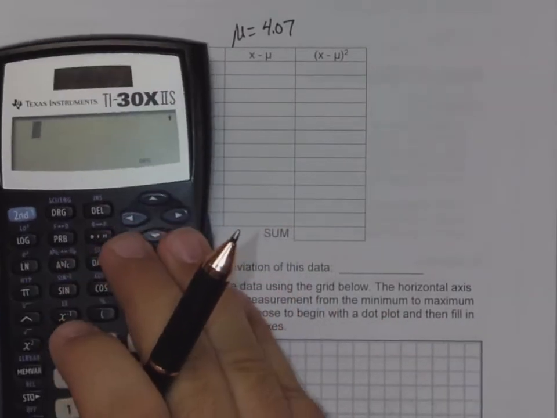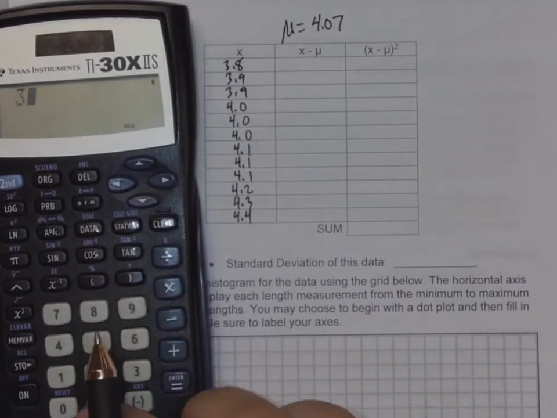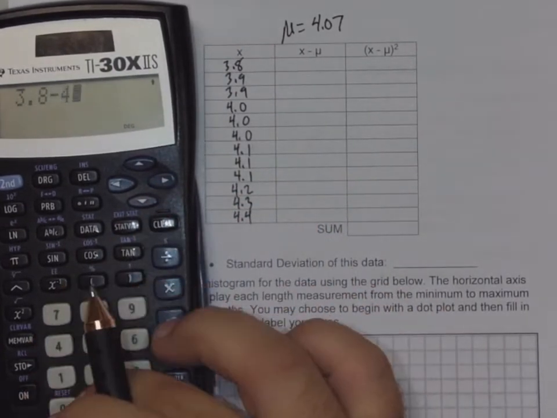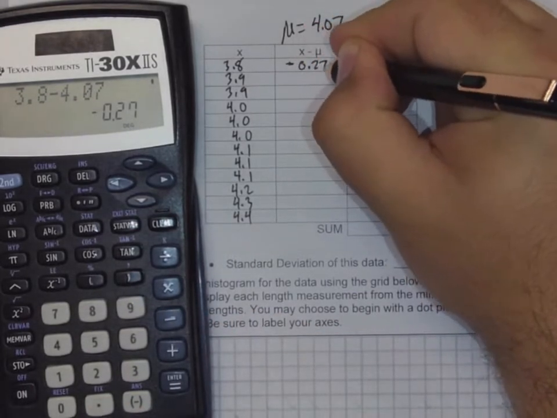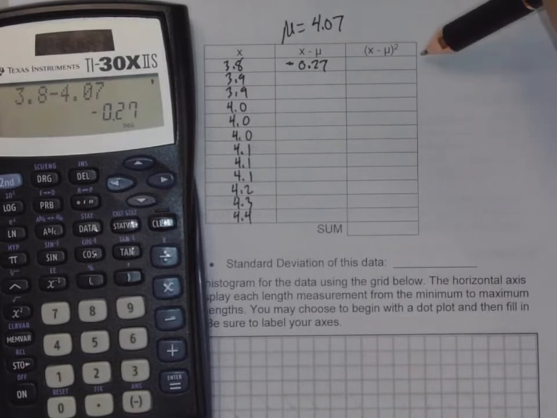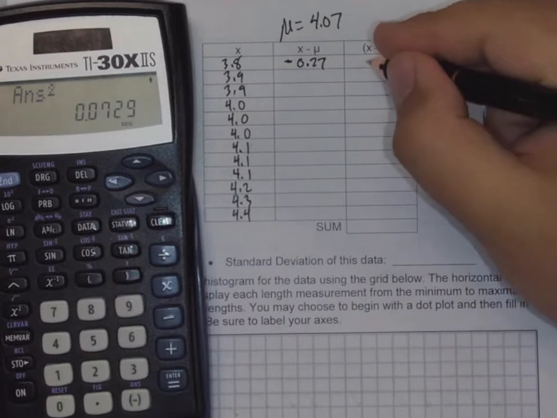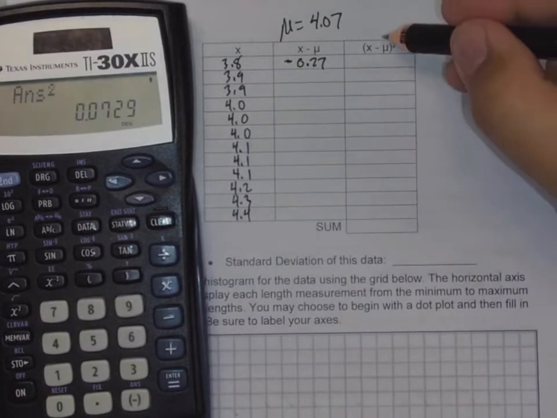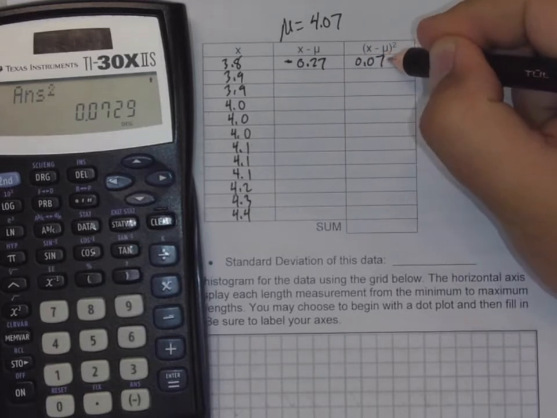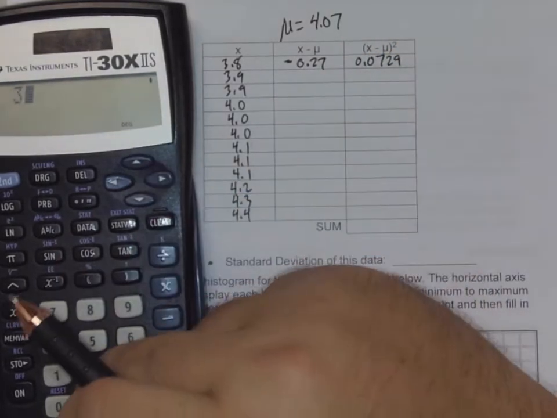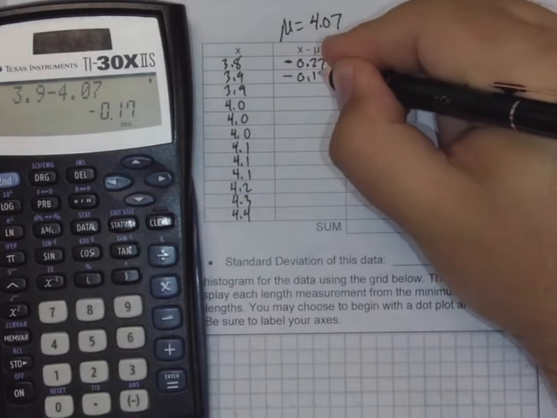So we need that in order to make that happen. So what I'm going to do is on each one of these, I'm going to take that value, 3.8 minus 4.07, and that's going to give me a negative 0.27. Now I'm going to continue to follow this process. Then I'm just going to square it, because that's what the third column wants: take this answer, square it. And I'm going to continue to work my way down until I have that there.